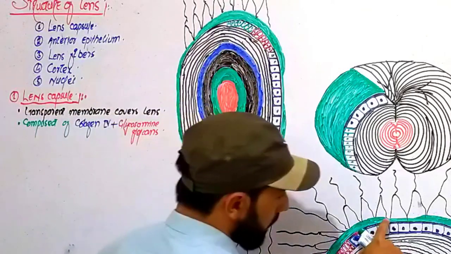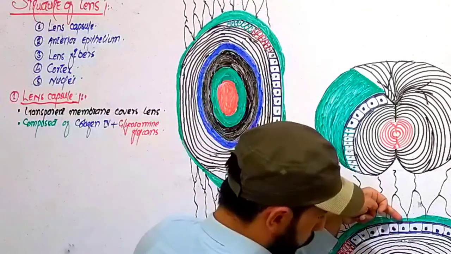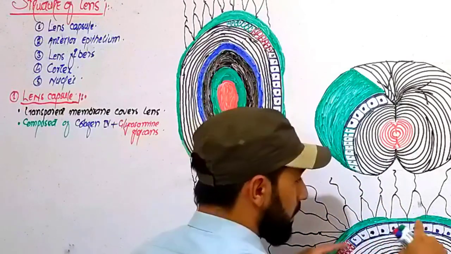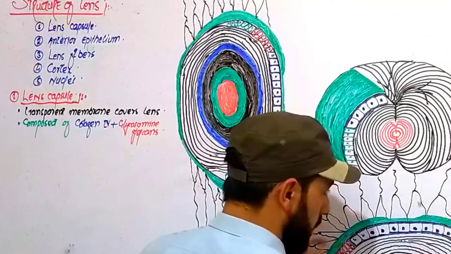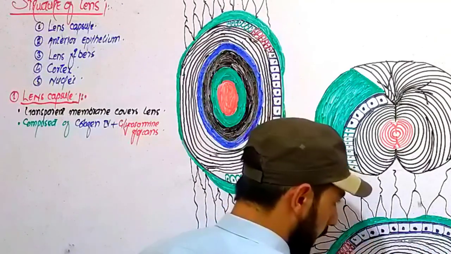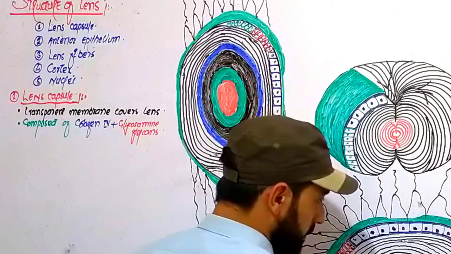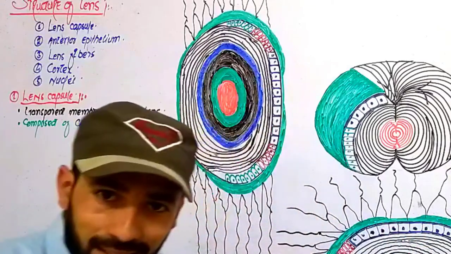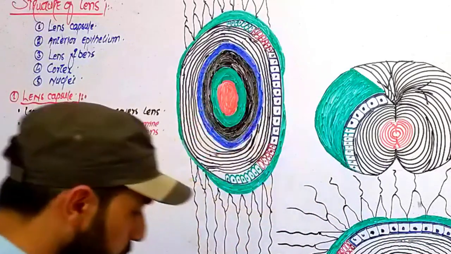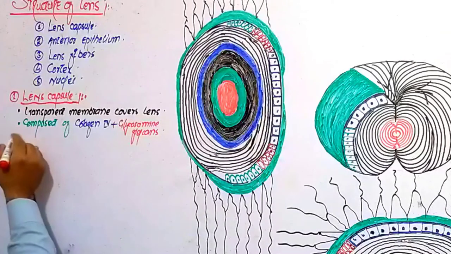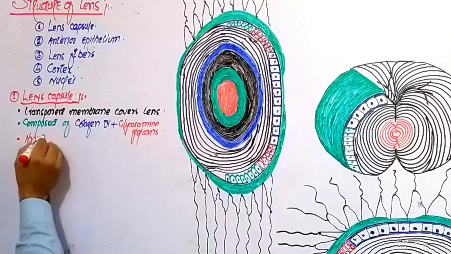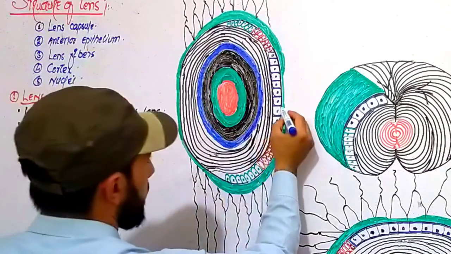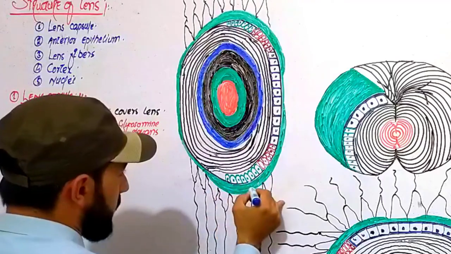Now look here. Here at the poles, right? At both poles, either anterior pole or posterior pole, the lens is thinner. But anteriorly and laterally, right? Anteriorly and at equators, the lens is thicker. But posteriorly and at poles, the lens is thinner. Right, so we should write at which points it is thicker. So I told you it is thicker anteriorly and at equators, right?